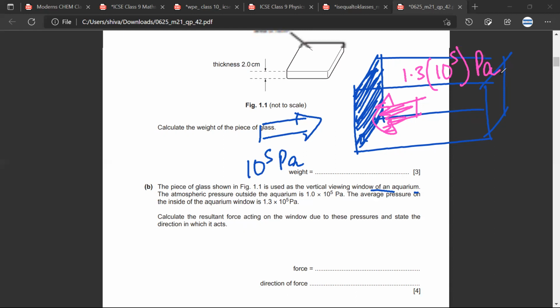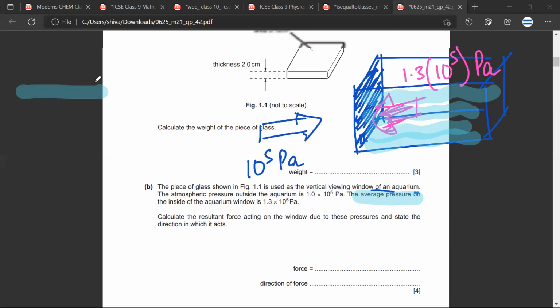See, this is an aquarium, no? So the aquarium is filled with water. There would be water inside, and this water would be exerting pressure, and that is why they have told you the average pressure on the inside of the aquarium is 1.3 into 10 raised to power 5 Pascal. Is it making sense? Now just try to understand and ask any doubt if you have.